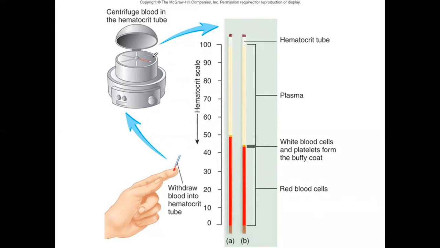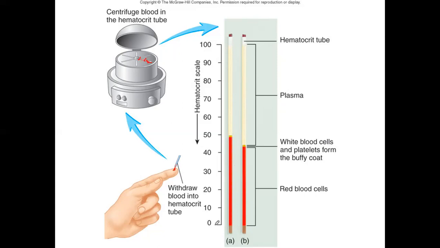Not very fun. But you spin it around really fast, and what ends up happening is all the red blood cells collect in this region, right? And the plasma is right here. So this is what we're looking at. So here are the packed red blood cells, and here's the plasma. Okay, so this is a capillary tube, right? How do we read hematocrit?